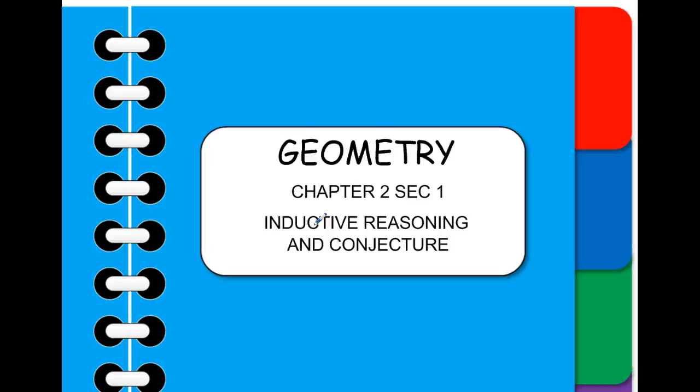So we're in Chapter 2, Section 1, and we are going to talk about inductive reasoning and conjecture. Chapter 2 is going to be a little bit different than what we did in Chapter 1. It's a little bit of reasoning and proof, so some kind of fun times ahead for you guys. This is great. All right, so first of all, let's talk definition. What is inductive reasoning?